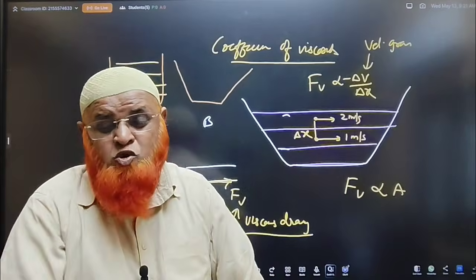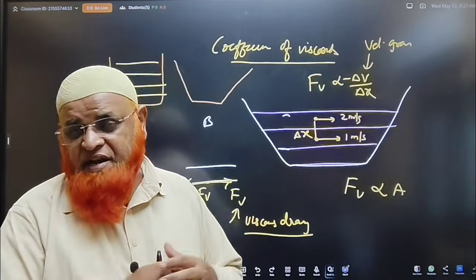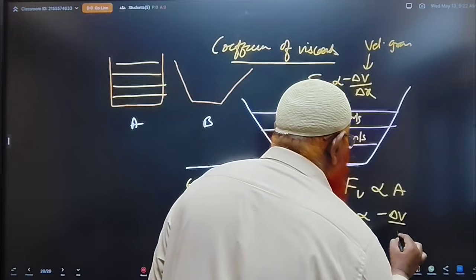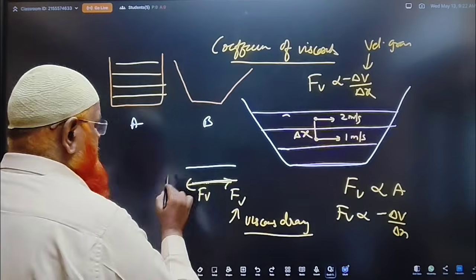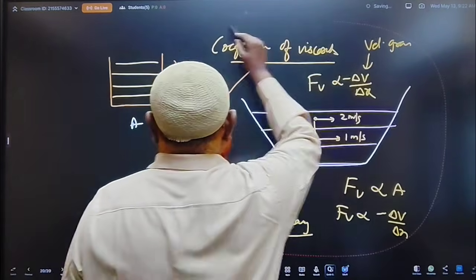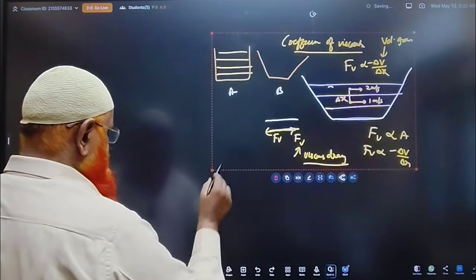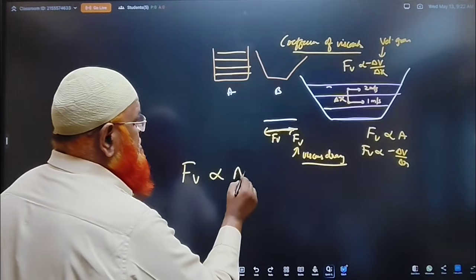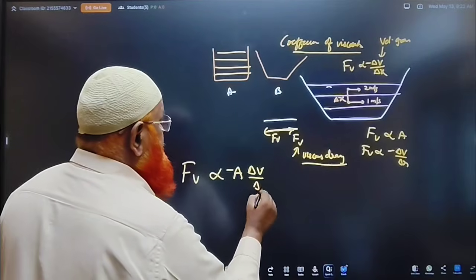Speed decreases as it goes deeper; it should increase, but it decreases. That's why it is negative. So viscous forces are directly proportional to minus delta V by delta X. From all these, you will understand one thing: Fv is directly proportional to A minus delta V by delta X.